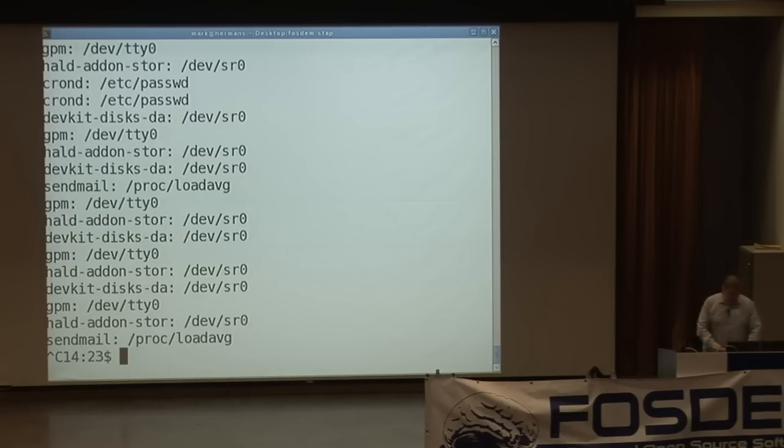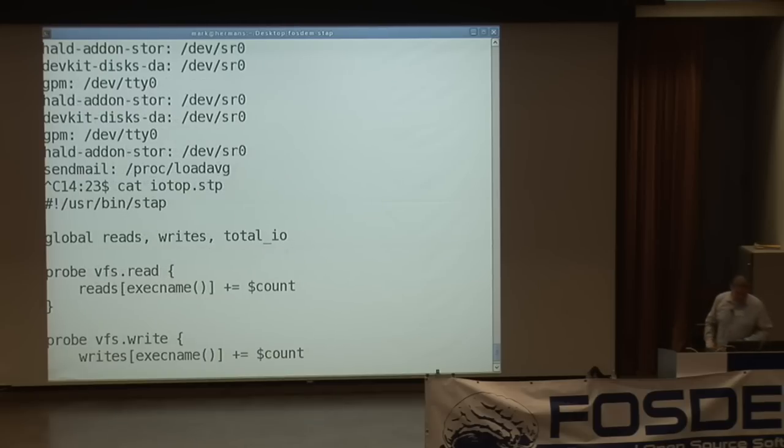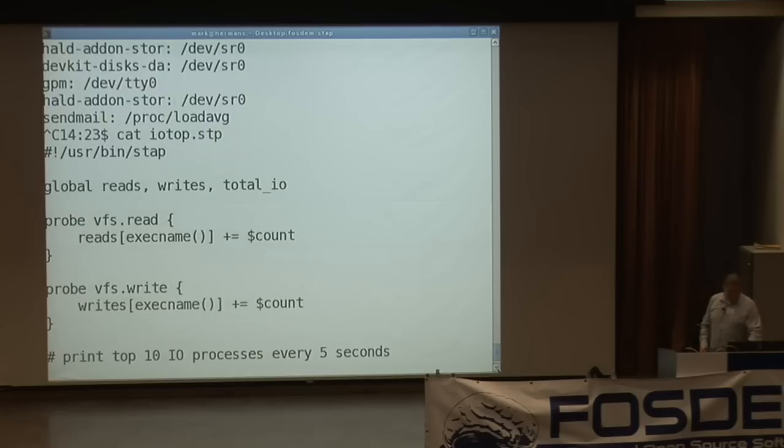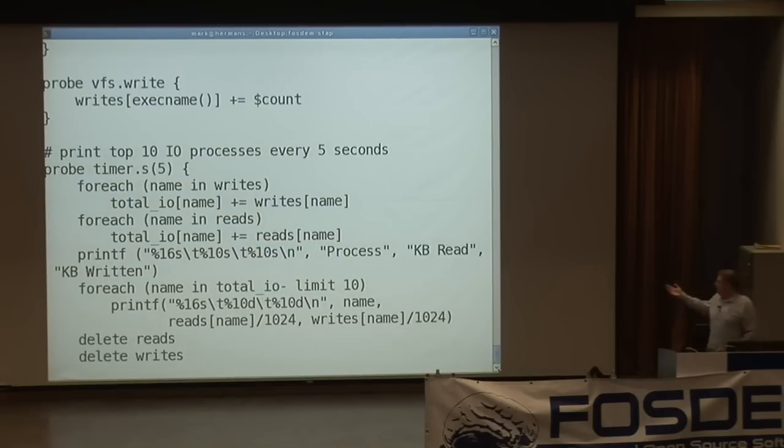Who's really doing something? The screen is a bit small, but the idea of this script is that you have some globals, which are actually associative arrays, and for every virtual file system read and virtual file system write, for each executable, you add the count of what they were reading and writing. And then you see a timer-based probe, which we don't use as a probe, but now as outputting all the data we collected. So we go through the names in the writes and through the names in the reads. We create totals, and then we print everything, and then we clean up.